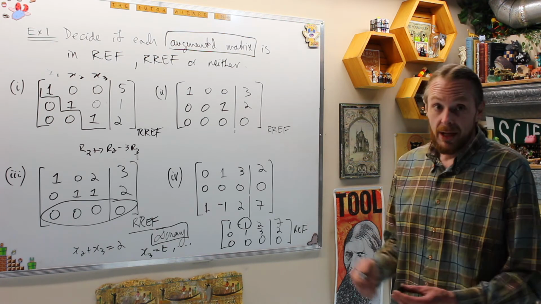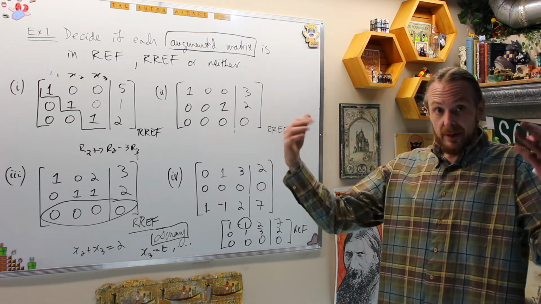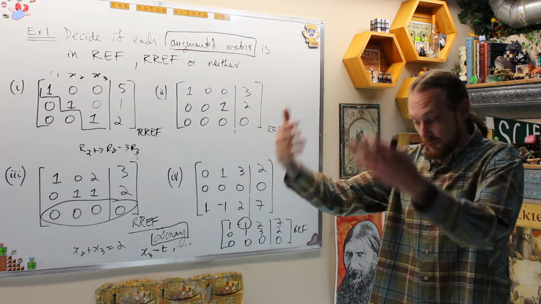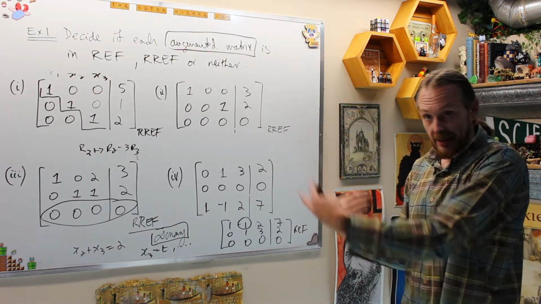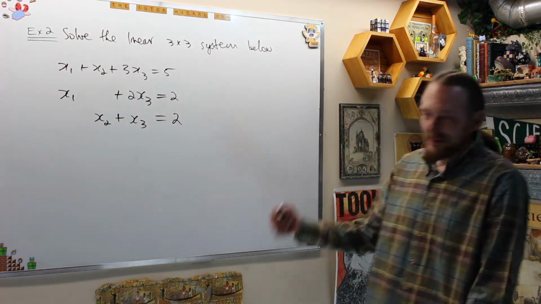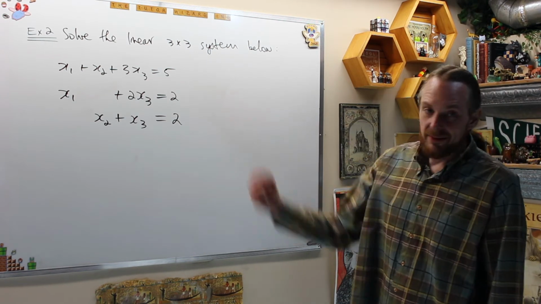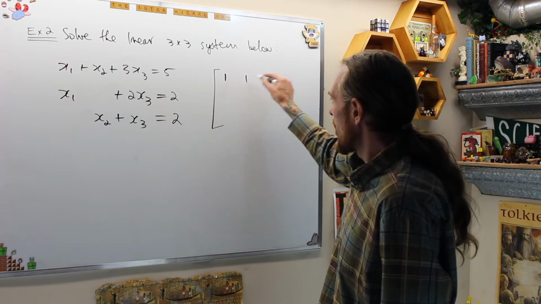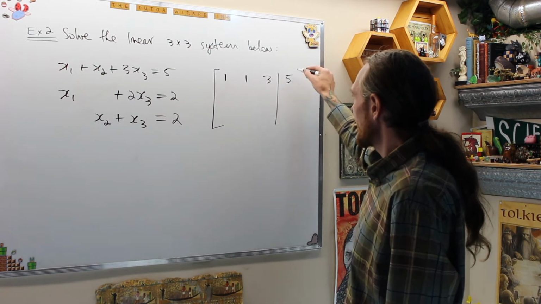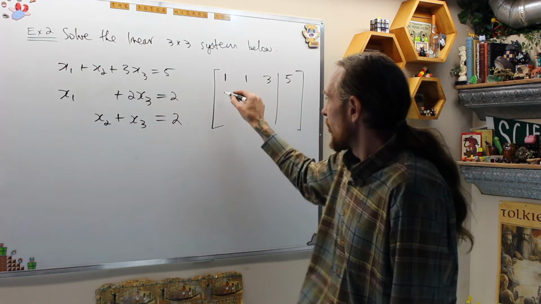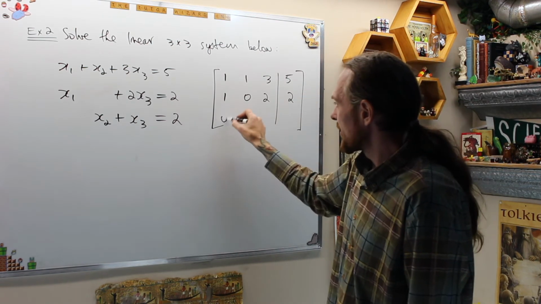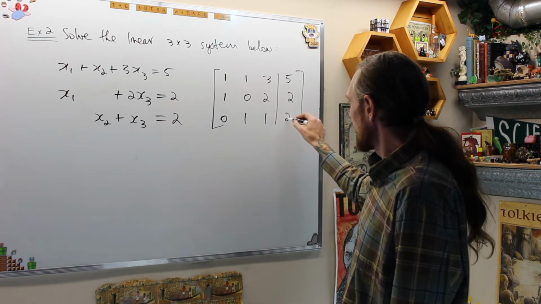Now let's go through and do all the way again with a 3x3 from the system, augment the matrix, row reduce it, and then decide whether we have solutions or not. All right, let's do this all the way through. I have a linear 3x3 system. Immediately I augment the matrix. 1, 1, 3 equals 5. And then I have 1, 0, 2 equals 2. And 0, 1, 1 equals 2.